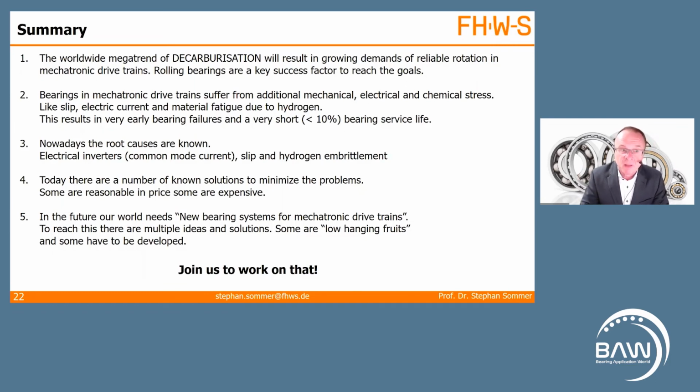Today, there are a number of known solutions to minimize the problems. Some are reasonable in price, others are expensive. In the future, our world needs new bearing systems for mechatronic drivetrains. To reach this, there are multiple ideas and solutions. Some are low-hanging fruits, and others have to be developed. So join us to work on that.